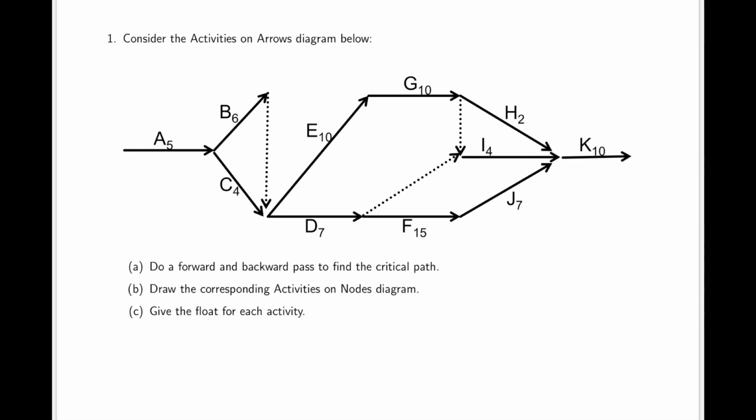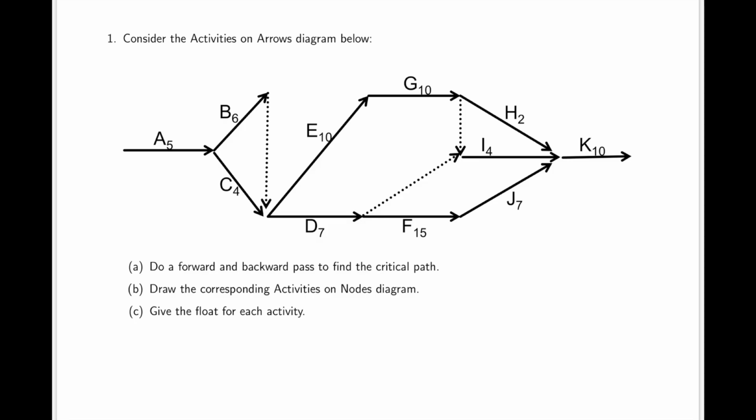Problem sheet 8, question 1. Consider the activities on arrows diagram below. Do a forward and backward pass to find the critical path. Draw the corresponding activities on nodes diagram. Give the float for each activity.